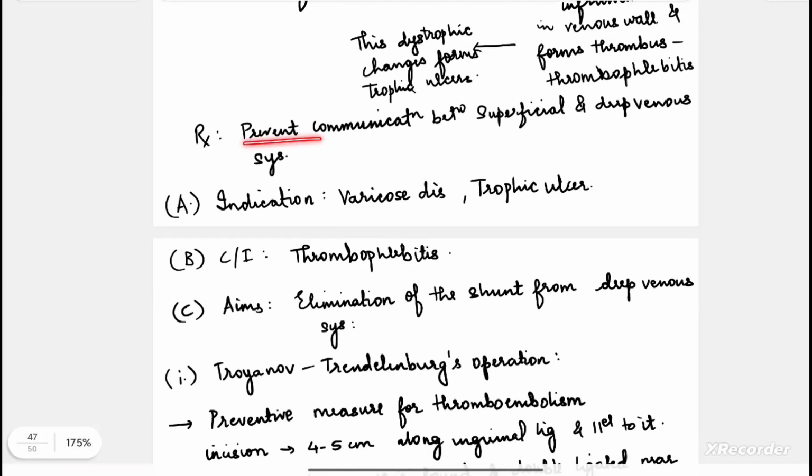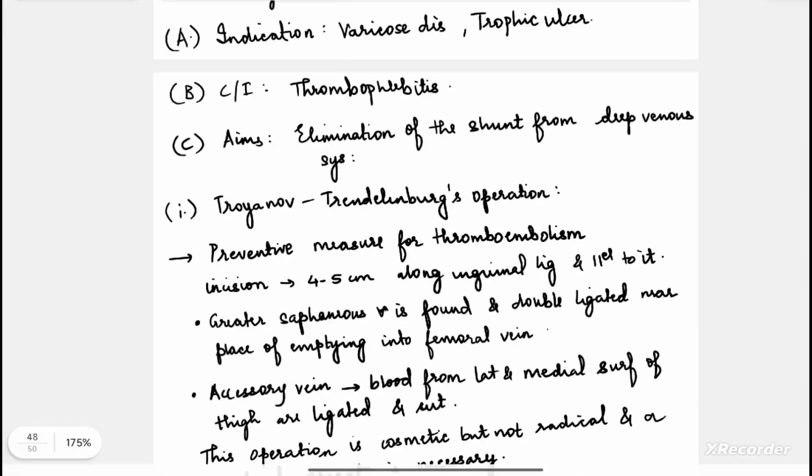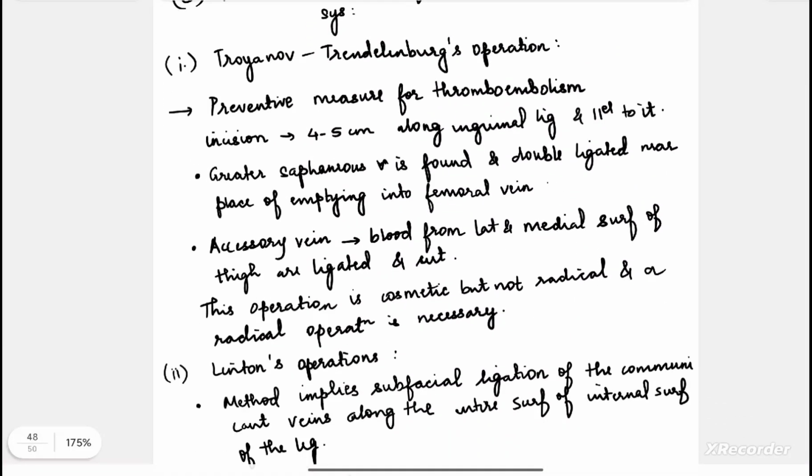Now the treatment is to prevent communication between the superficial and deep venous system. Indication is varicose disease, trophic ulcer. Contraindication is thrombophlebitis. The aim is elimination of the shunt from the deep venous system. Now first it is done by the method of Troyanov-Trendelenburg's operation. Preventive measures for thromboembolism.